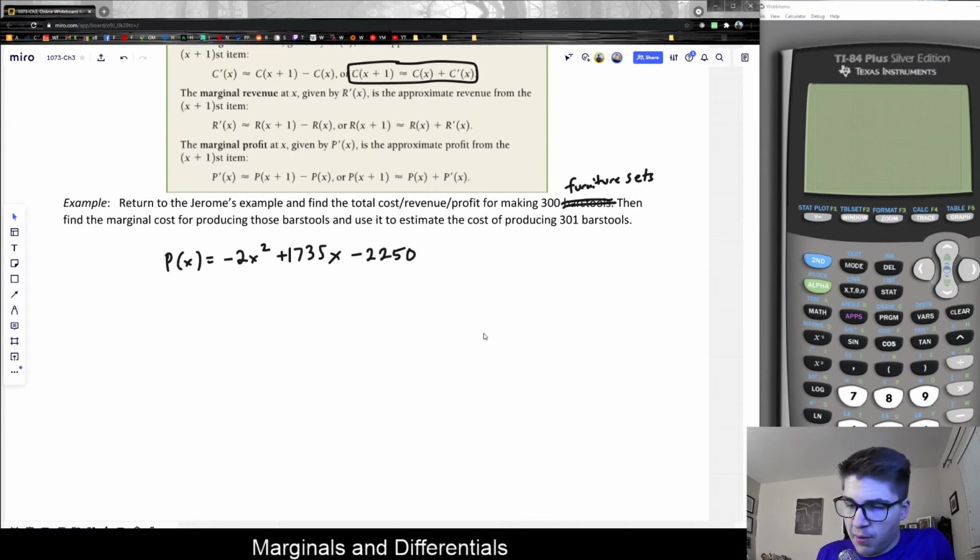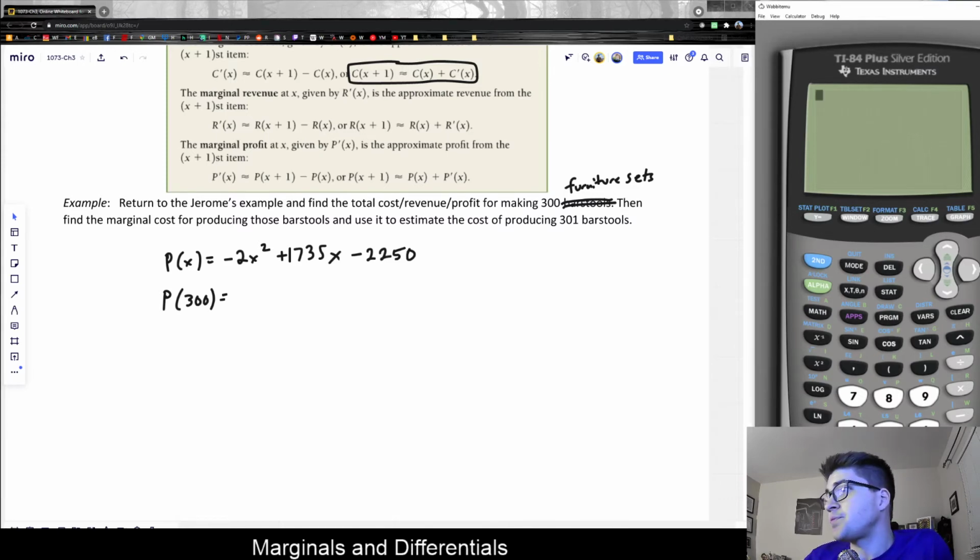So if we want to know, what's the profit for producing 300? Well, this is what we're currently doing. If you're imagining yourself running the business, you already know how much your profit is for the amount of items that you're selling. So that would be negative 2 times 300 squared plus 1735 times 300 minus 2250. And that would give us a profit of approximately 338,250.